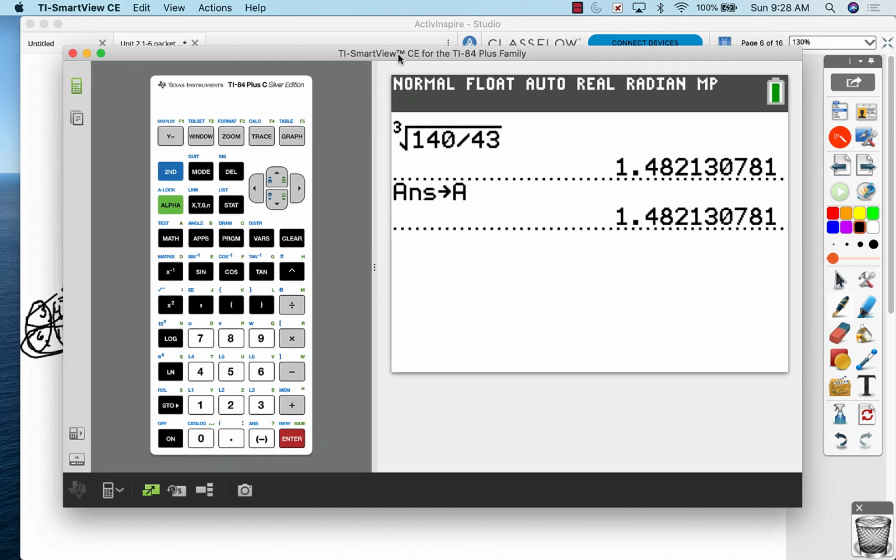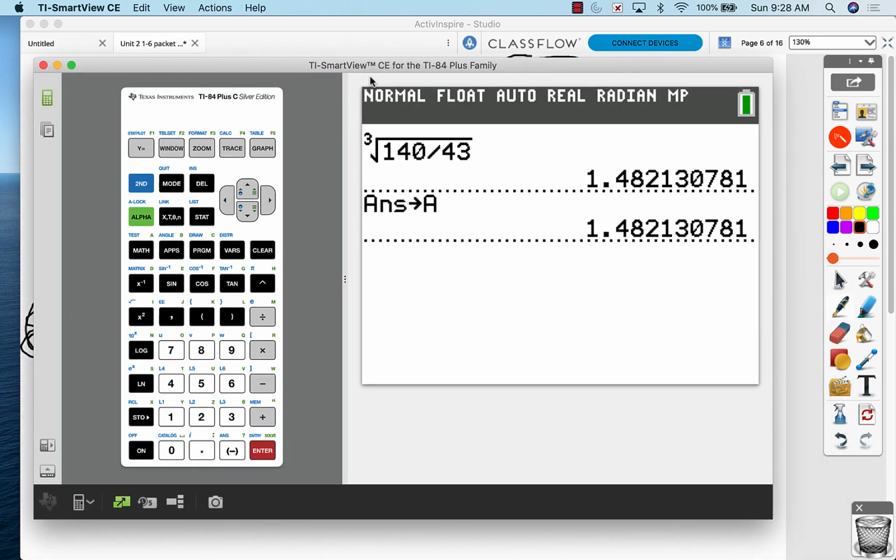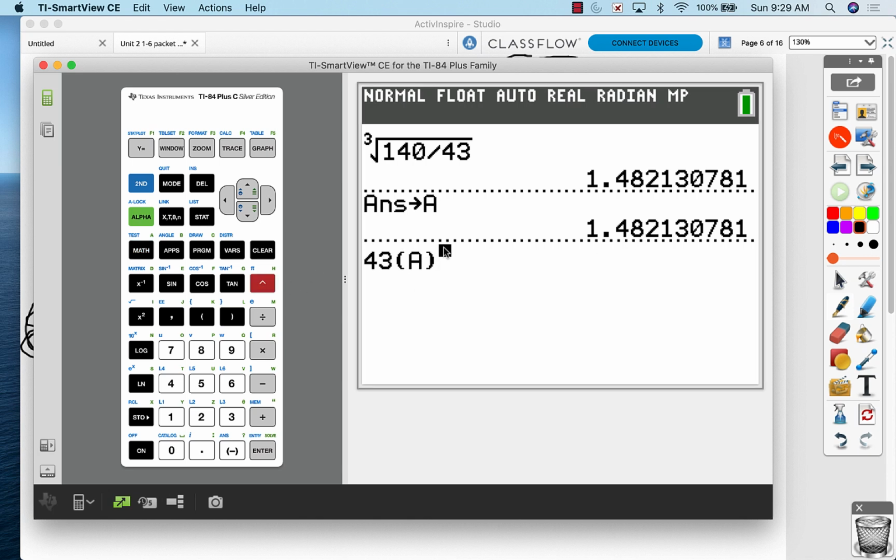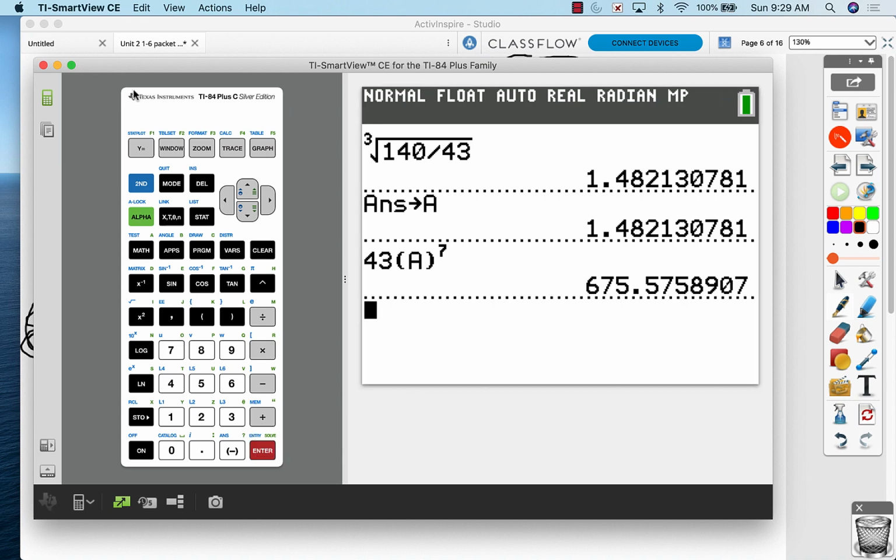So let me just take a quick look. 43, open parentheses. Now, I want to use this thing right here. Like literally, if you have this calculator, you could just go up there and grab it. You don't have to do A. Or if you want to do A, you just do 43, alpha A. So I have this stored in A. Now caret is how you get a power. And then 10 minus 3, 7. And 675.